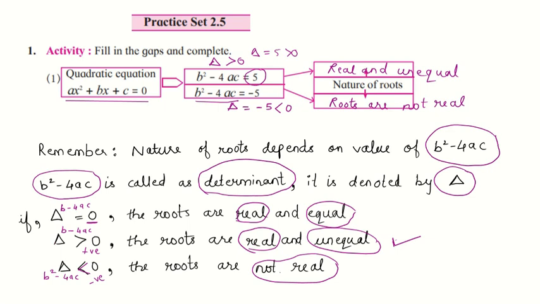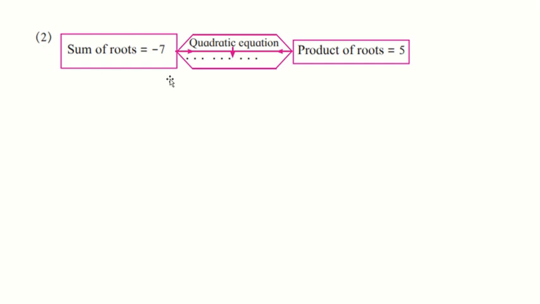Let's move on to the second picture. In the second picture, the sum of roots is equal to minus 7, and we are asked to write the quadratic equation whose sum of roots is minus 7 and their product is equal to 5. I will put a star mark here and we are going to park this question for now, because on solving this exercise further we will be able to solve this question.